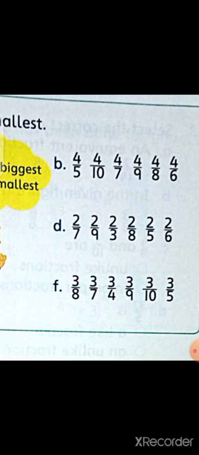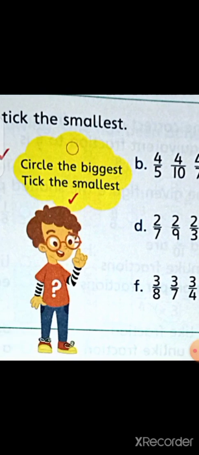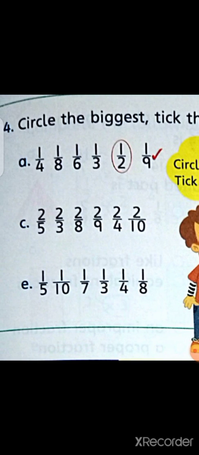C part, 2 over 5, 2 over 3, 2 over 8, 2 over 9, 2 over 4, 2 over 10. Circle the biggest. Which one will be biggest? How will you guess?